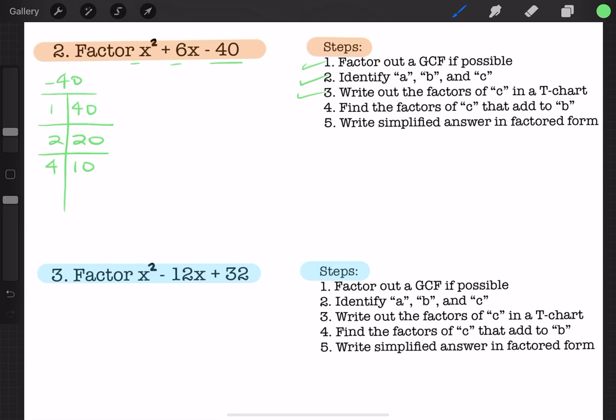So that means one of the factors needs to be negative to multiply to negative 40. It looks like that's not possible with 1 and 40. Let's see, if I make 2 negative, that still will only add to 18. If I make 4 negative, yes, that will add to 6. So that's our solution. So then our simplified answer is x minus 4 times x plus 10. And I mentioned this in the last video, but we could write this in any order. So we could write it x plus 10 times x minus 4, and it would be the same.